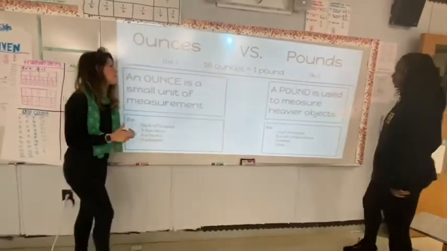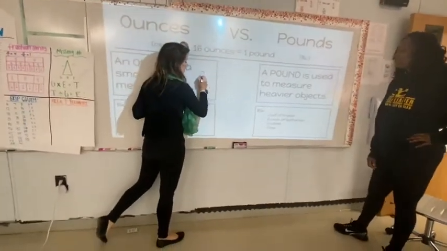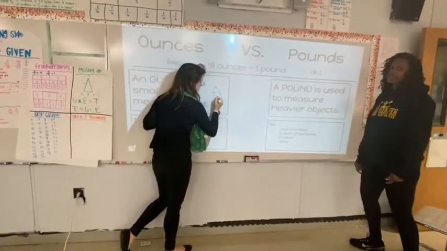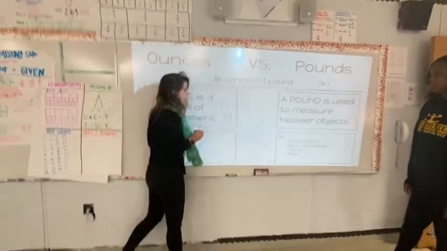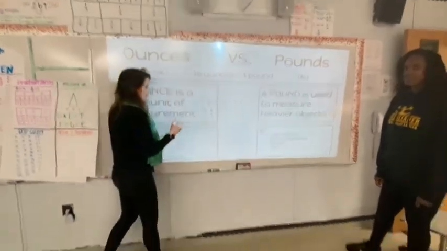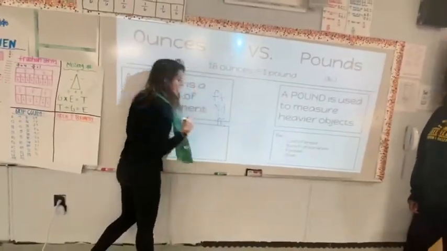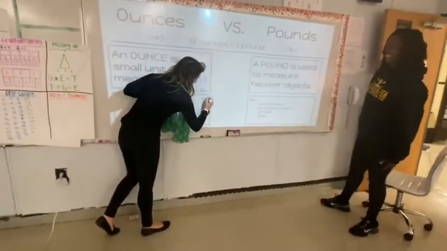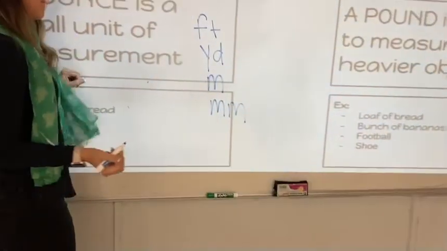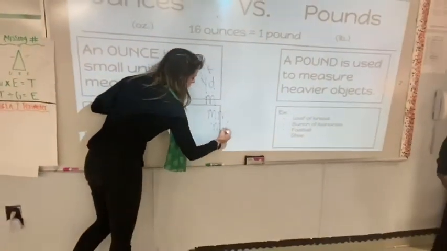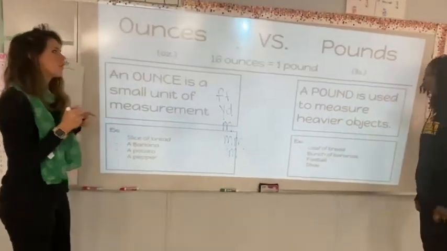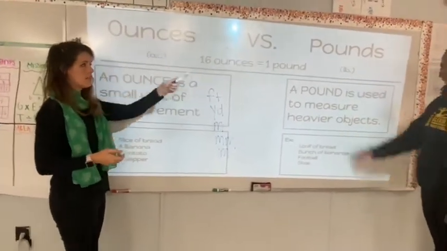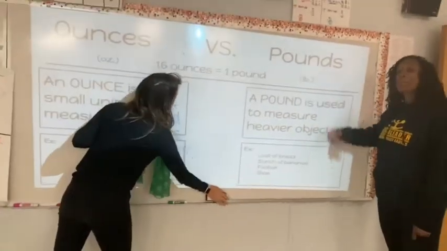Remember when we were talking about length and we talked about FT? What did that mean? Foot. Foot or feet. Yeah. We talked about YD, and what did that mean? Yard or yards. We talked about M, and that meant meter. We talked about MM, and that meant millimeter. Then we talked about CM, and that meant centimeter. Well, now we are talking about OZ, which will stand for ounces. And LB, which stands for pounds.